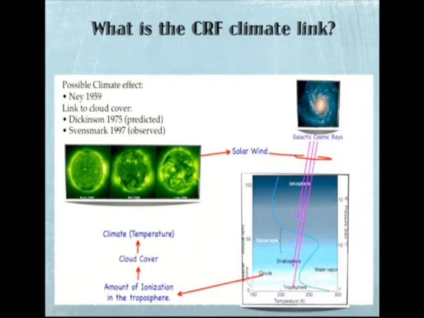Now, it was suggested in the 70s and then demonstrated already in the 90s that the amount of ionization in the atmosphere changes the formation rate of what's called cloud condensation nuclei, which are the small particles upon which you condense water vapor when you form clouds. So the link is the following. When the sun is more active, you have a stronger solar wind, less atmospheric ionization, less cloud condensation nuclei, clouds which are less white because they have less particles, and therefore an increase in the temperature.